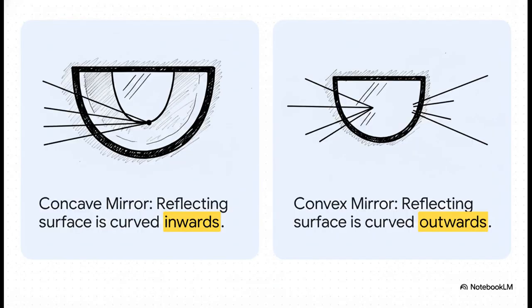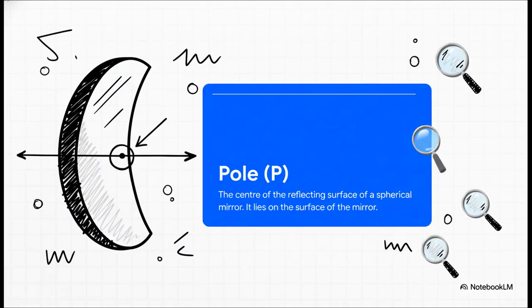So let's give these surfaces their proper names. A concave mirror curves inward. An easy way to remember this is it's shaped like a cave. A convex mirror, on the other hand, bulges outward. Simple enough, right? But to really unlock how they create such different images, we need to map out a few of their key features. First up, let's find our starting point.